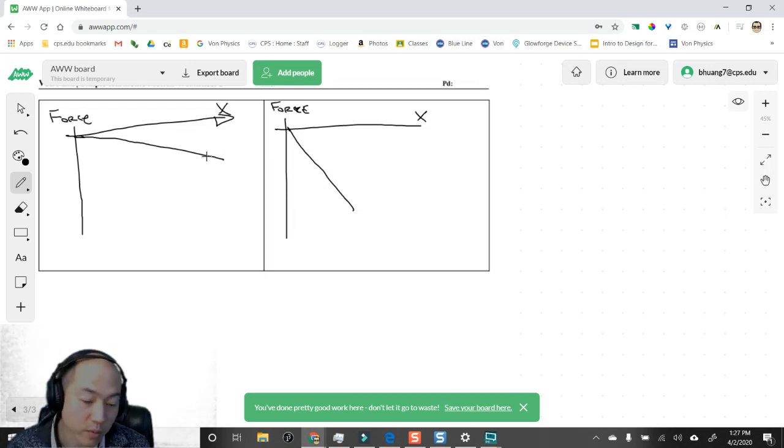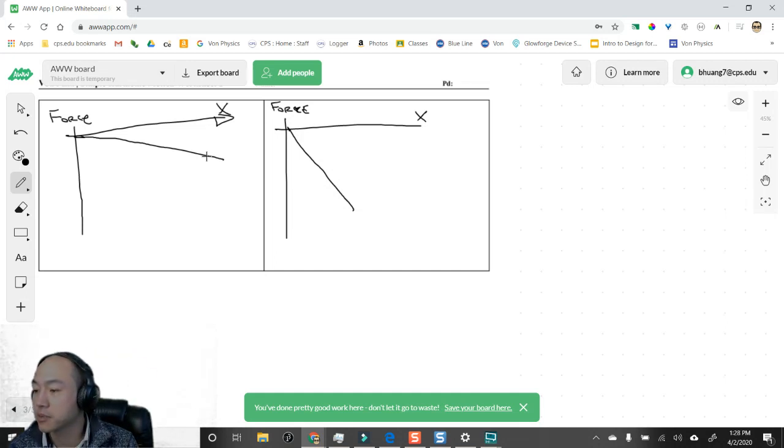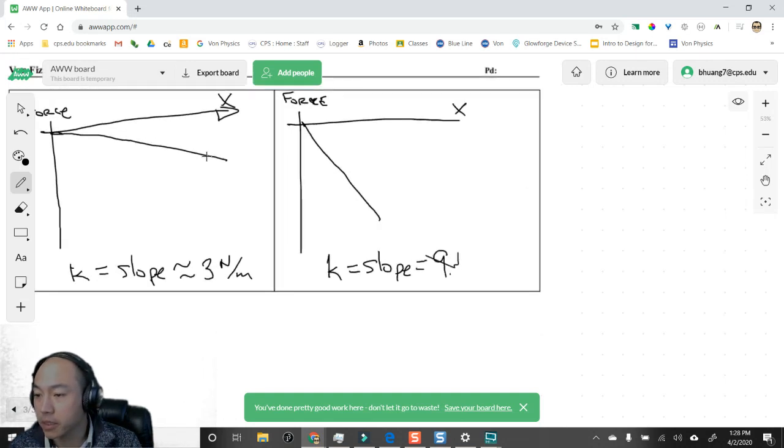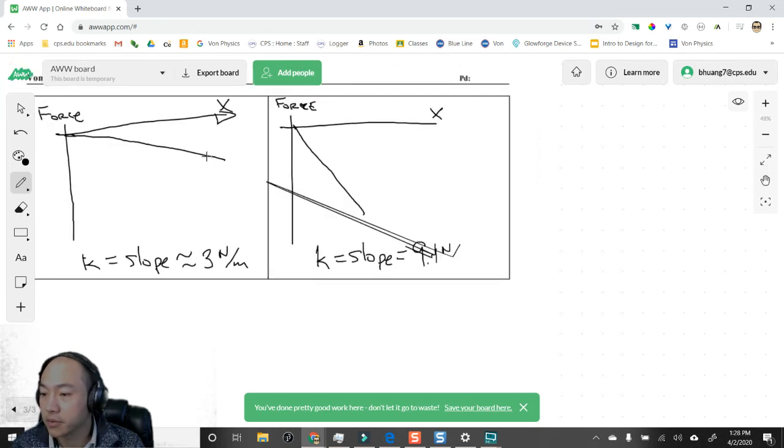And when I did this, I found that the slope of the light spring, my k value, which was equal to the slope of this, was equal to about 3 newtons per meter. When I did the same thing for the stiff spring, I got the k, or the slope of this graph, to be about 3 times that, or 9.1 newtons per meter. So those are some answers to help you out.